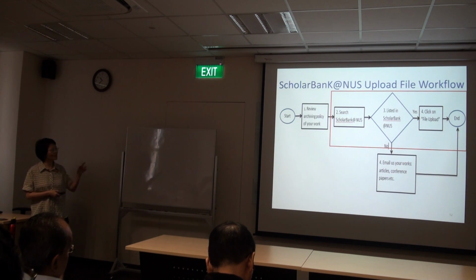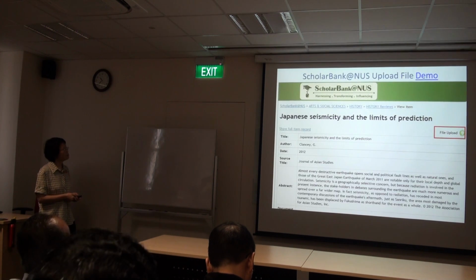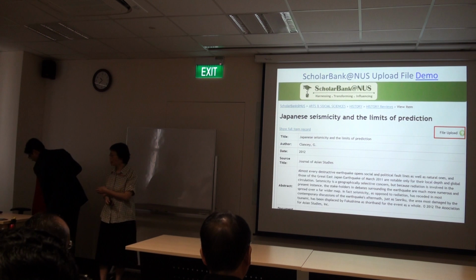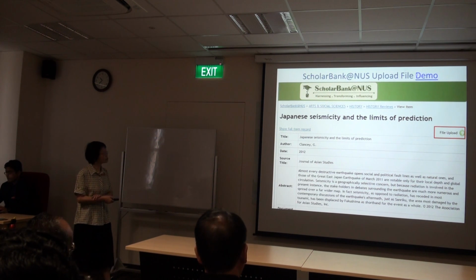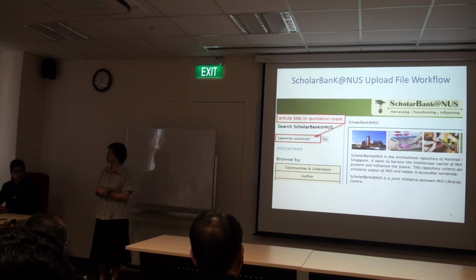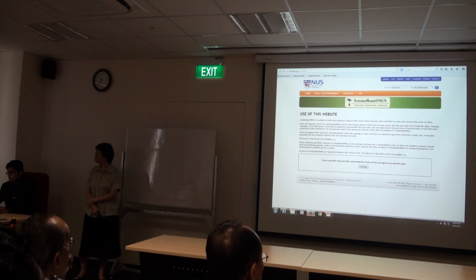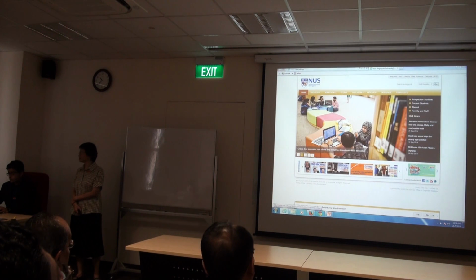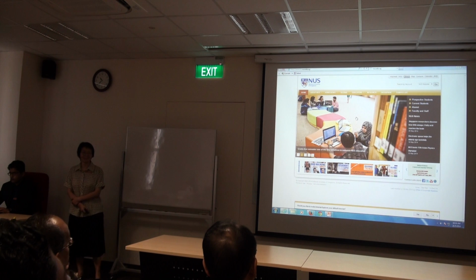We'll cover the uploading, and this is the example. Iftika will help me with the demo. First, we search in Scholarbank to see whether the article is already there, using the metadata, the bibliographic information for the article. So we are going to the portal, the library portal.